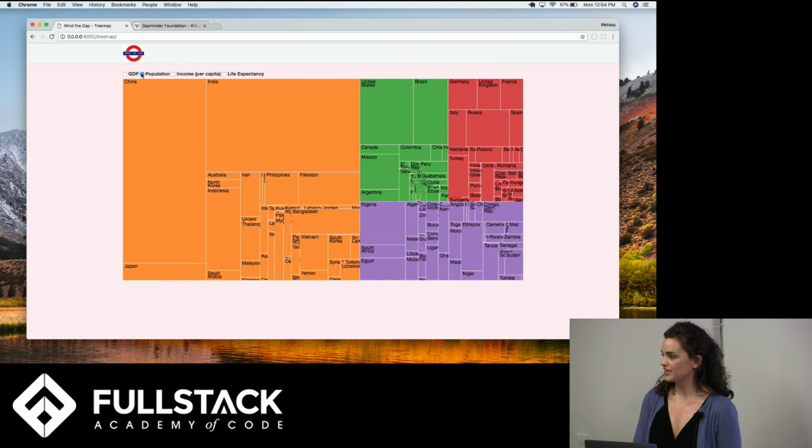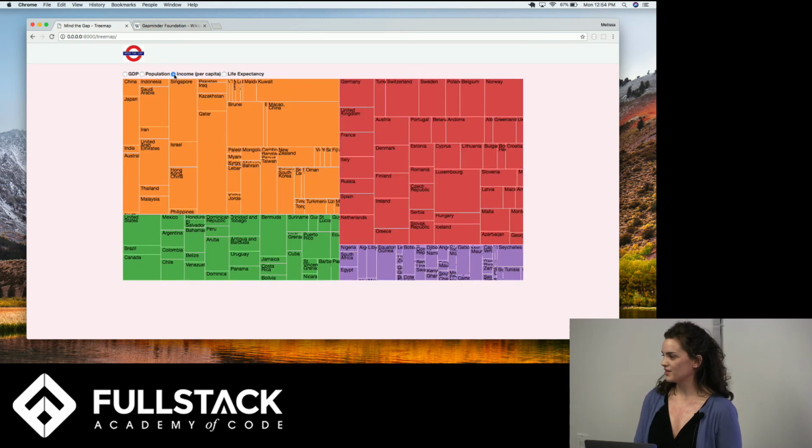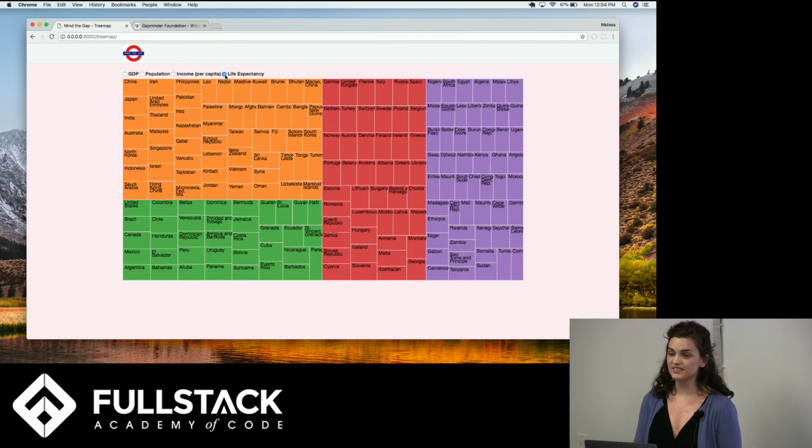Here is by population. So China and India make up a huge amount of the population. In fact, Asia makes up most of the world's population. We can also look at income per capita, as well as life expectancy. And this is all for 2014.